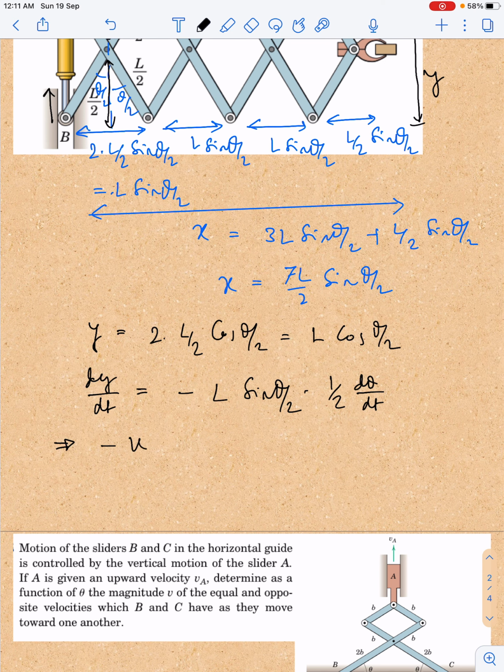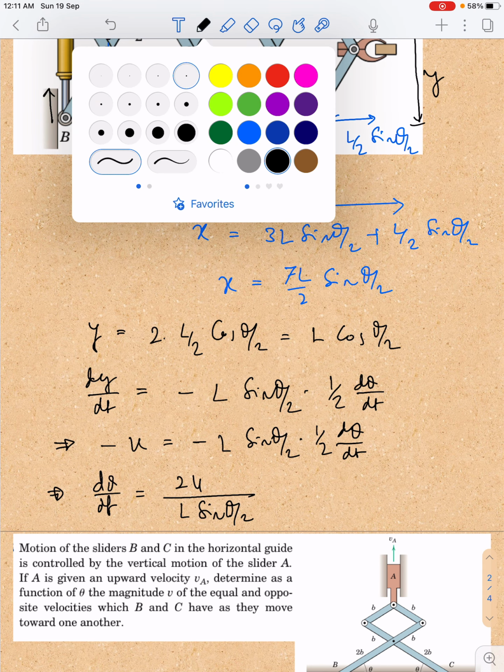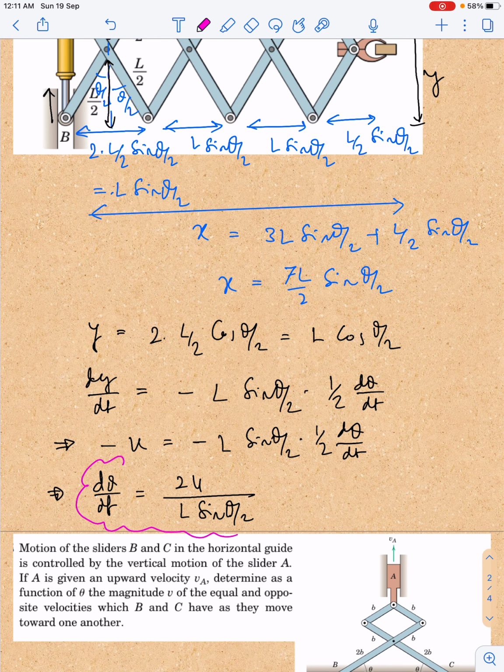Here this dy dt value is given to us as u. This is minus u, since y is decreasing, so I kept it minus u. Minus of L sine theta by 2 into half of d theta dt. So from there, I can easily figure out the value of d theta dt. That is equal to 2u divided by L sine of theta by 2. So that's the value of d theta dt that we are getting here.